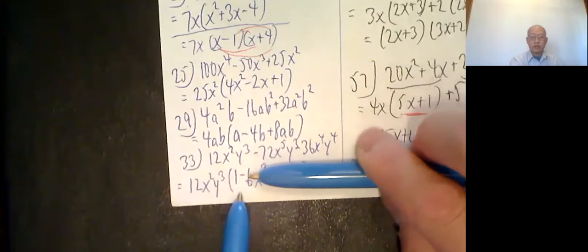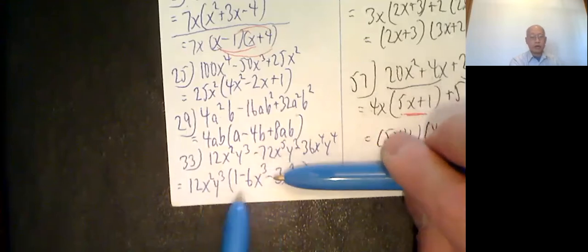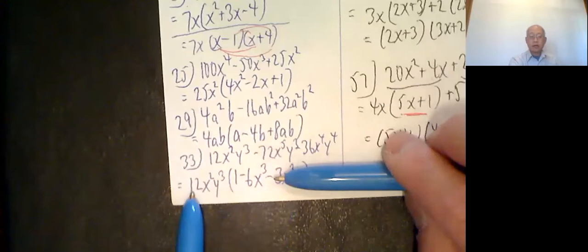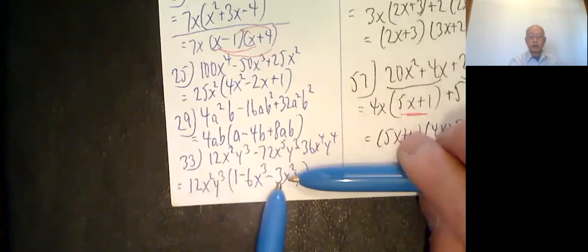12 to negative 72 is a negative 6. X squared to x to the fifth is x cubed. Y cubed to y cubed, I don't need anything. Then the last one, how do you go from 12 to negative 36? Multiplied by negative 3. How do you go from x squared to x to the fourth? X squared. How do I go from y cubed to y to the fourth? A y.